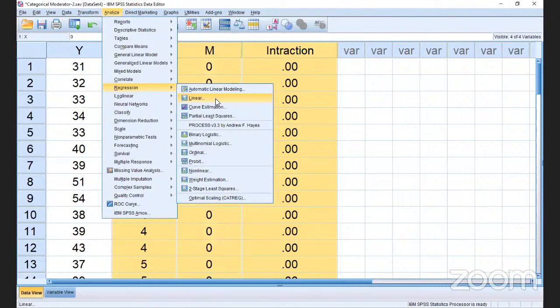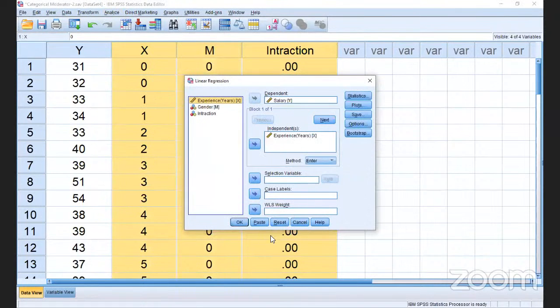Now, Analyze, Regression, and Linear. Then salary is the dependent variable Y. Experience is an independent variable, gender is an independent variable, and the interaction is an independent variable.